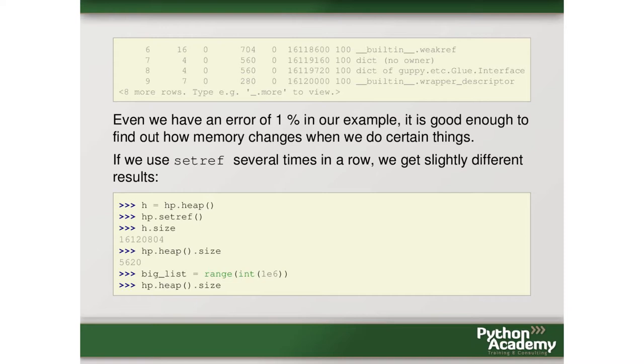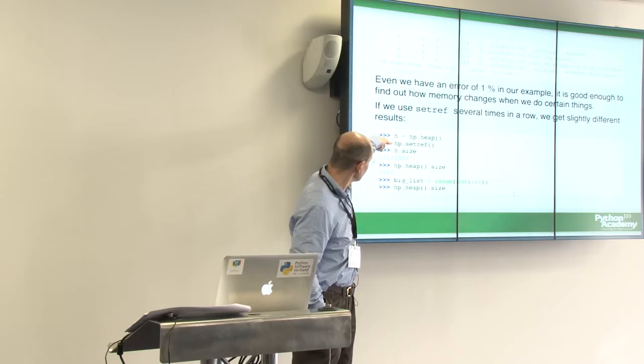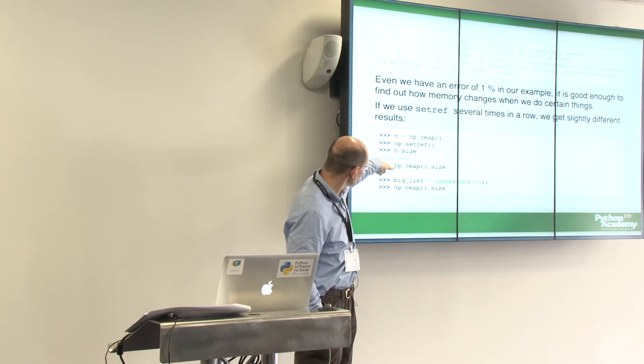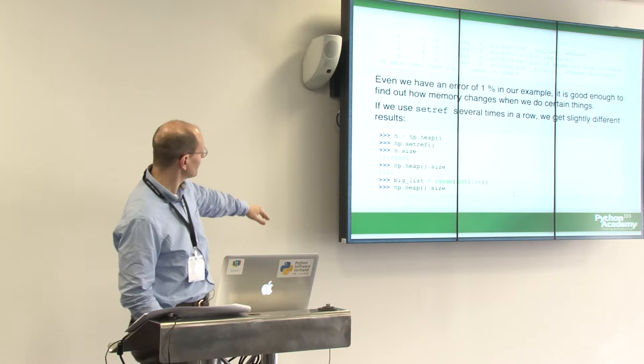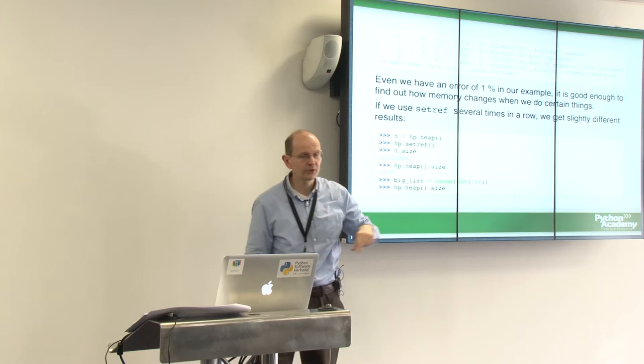Then you can get a lot of information out. If you make the instance of this heap here, you can say set, and then you have the size here. And then you do it again, then the size goes down. Then I create my big list, and you can get the size. So you don't get this big printout, but you get one number for the size. This is a number you can calculate with and see what happens and how things work.